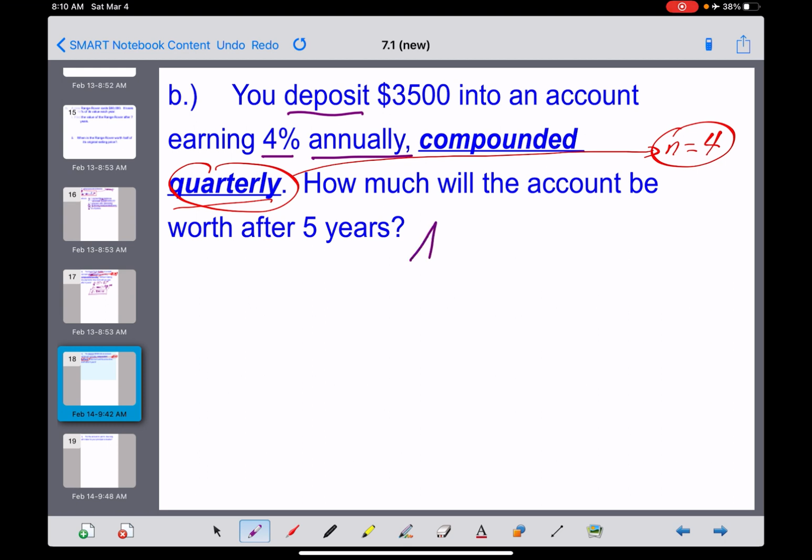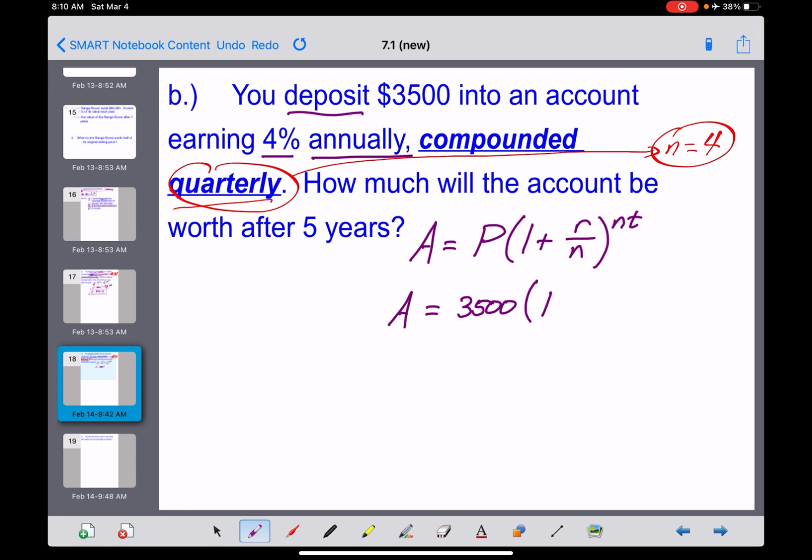So again, the same formula we just used. A is equal to P times 1 plus r over n raised to the nt power. And let's fill in what we know. Once again, A is the final balance. What's the account worth? And we don't know that, so A is the unknown. But we better then know everything else. P is the principal. How much money did we deposit? $3,500. Good job for you guys for working hard and saving your money.